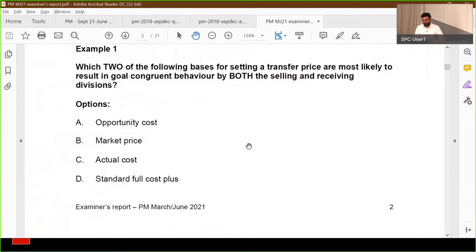And what we have here is example 1. Which two of the following bases for setting a transfer price are most likely to result in goal congruent behavior by both the selling and receiving divisions?